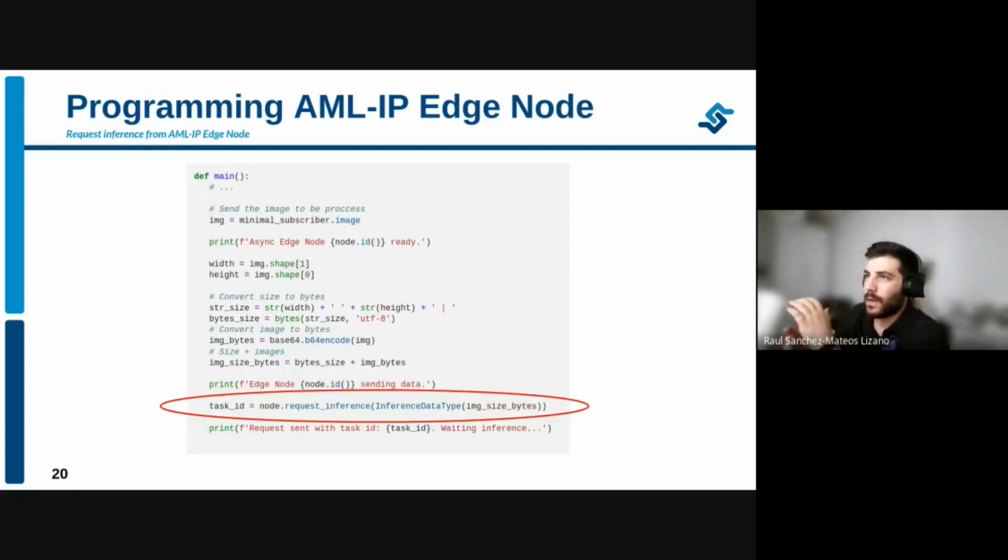And continuing with the programming of the AMLIP edge node, here you have the trace on how to request the inference to the cloud node. So this continues. This is still the edge node implementation. If you check here, everything that I've stated here is right after the creation of this node.